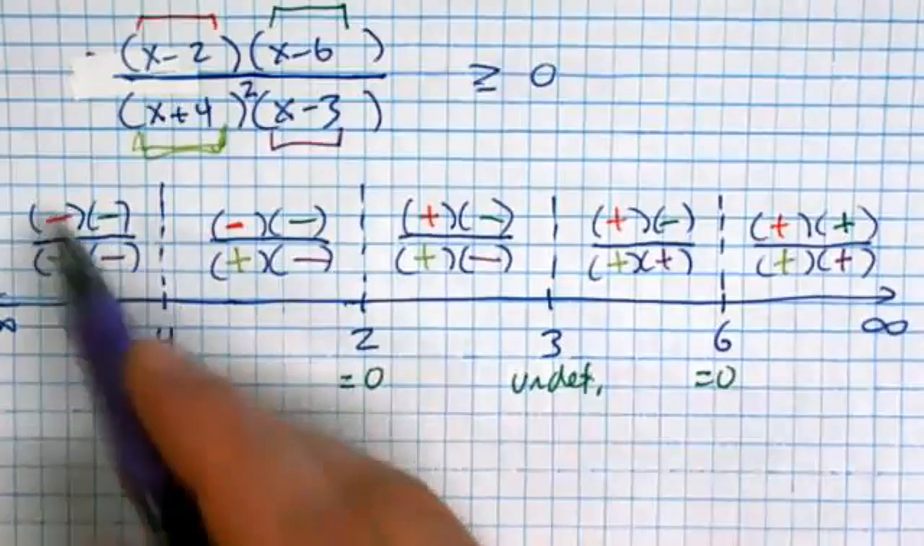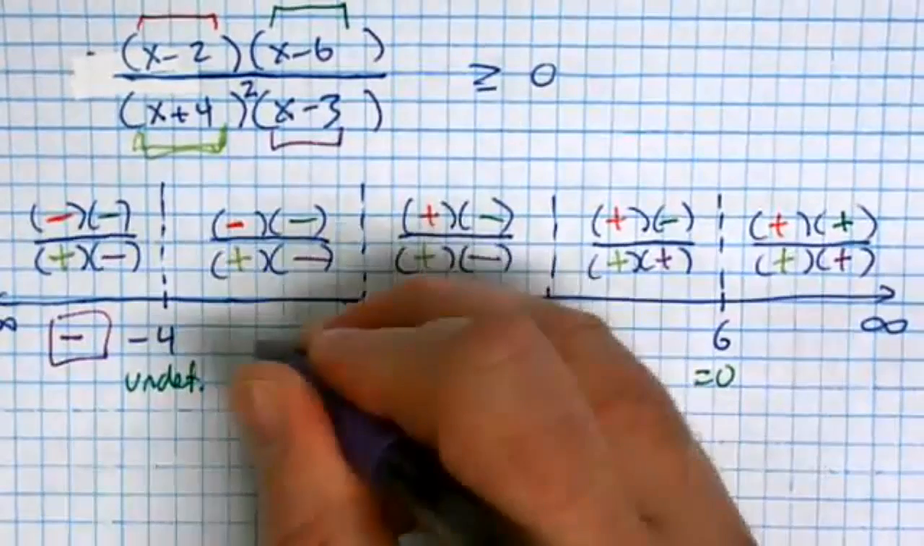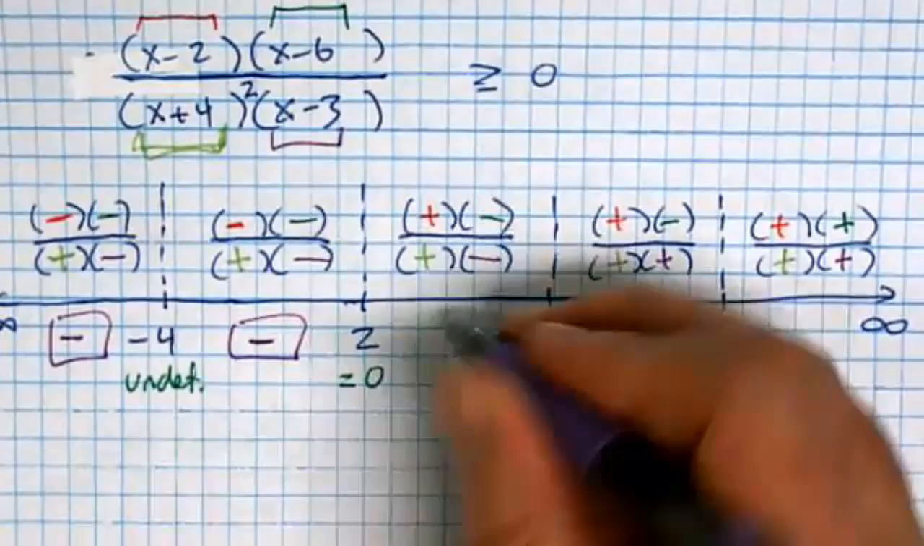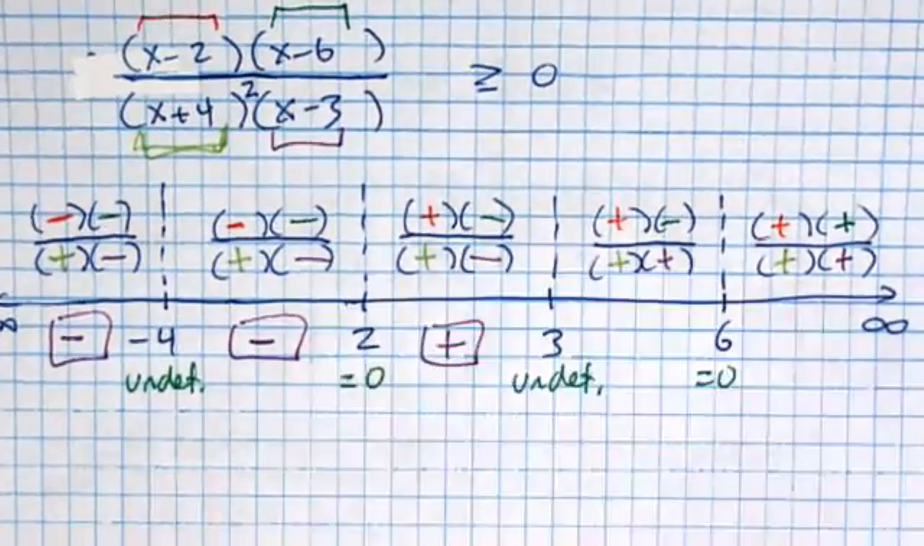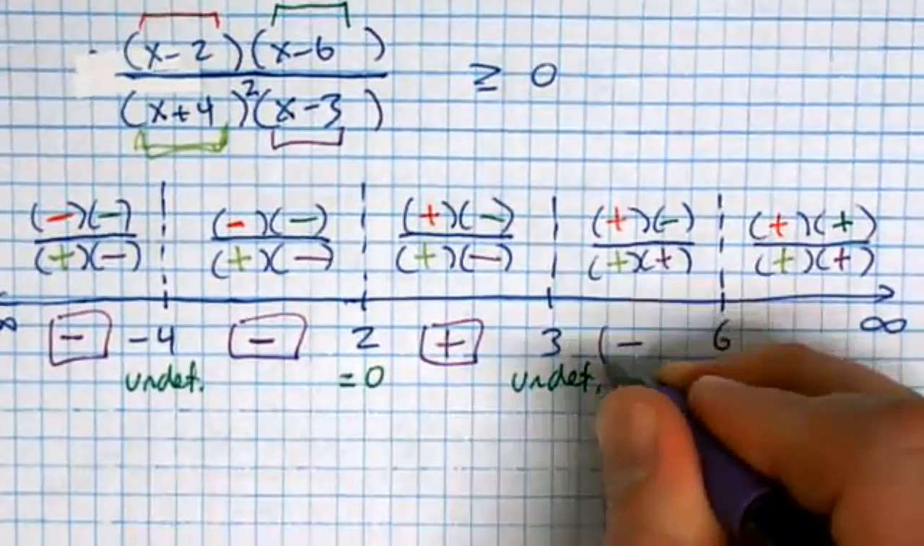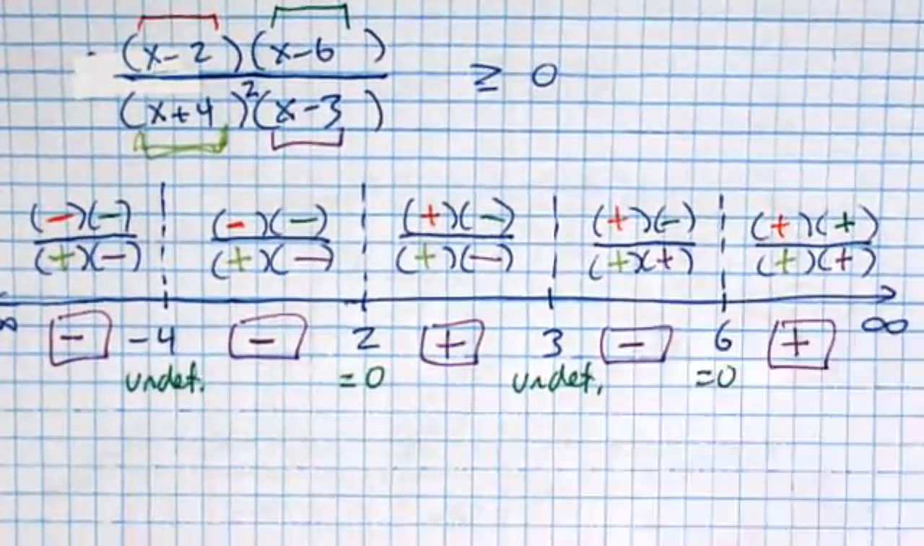So I see 1, 2, 3 negatives, that's odd. So that's negative there. 1, 2, 3, that's odd. That's negative there. These negatives will cancel because there's an even number, so that's positive. There's a single negative there, so that's going to be negative. Everything's positive here, so that's plus.